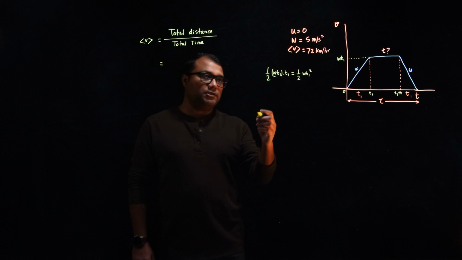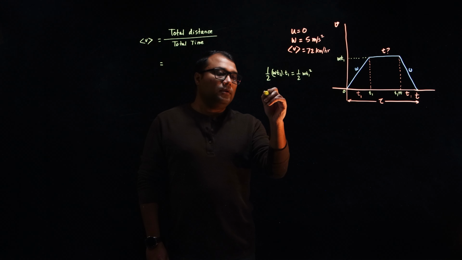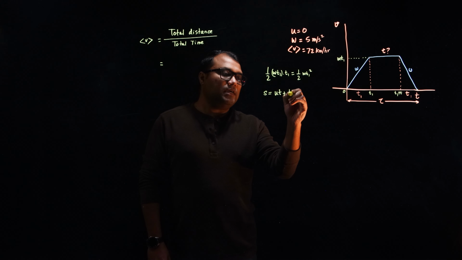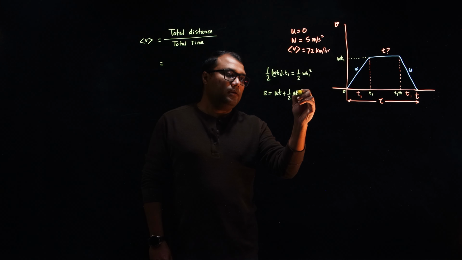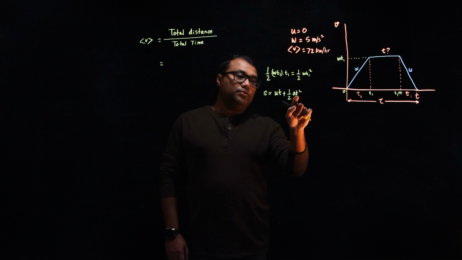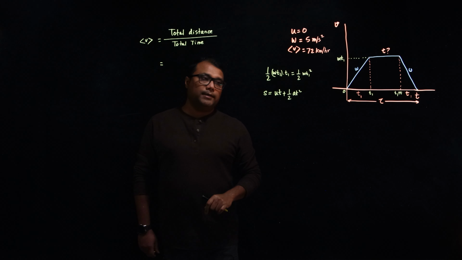You could have also reached this from the equation of motion for the uniform acceleration case. This is a uniform acceleration case where the equation is s equals ut plus half at square. In this case, initial velocity is 0, so it's half wt square. That's exactly what we have done here.